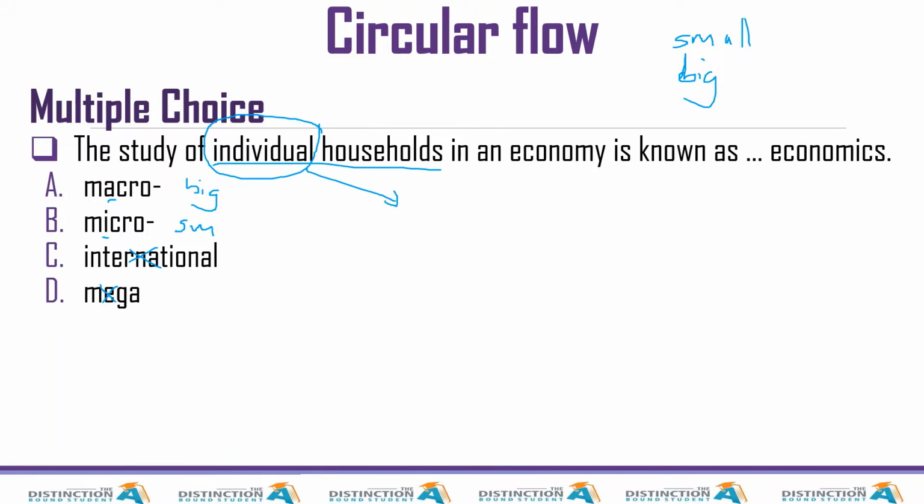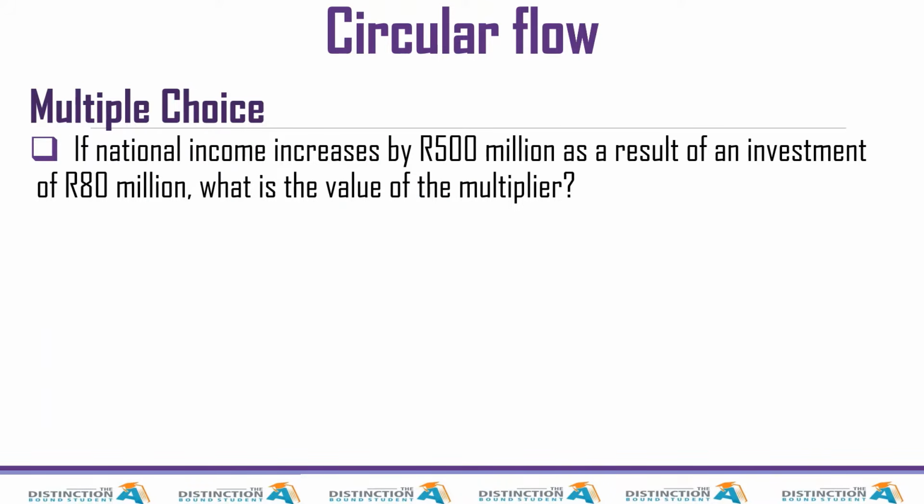So, when we study individual households, do you think it's a big thing or a small thing? All right, let me give you another example. What do you think is bigger? The individual households or the whole of South Africa? Obviously, the whole of South Africa is big and you as an individual household is small. So our answer in this case is micro. So when we study individual households, it's microeconomics.